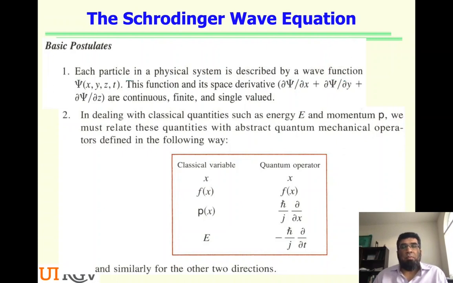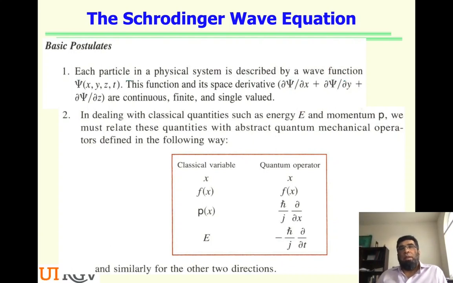and its space derivative, which means that in the 3D volume we would have a continuous, finite, and single valued derivative, which would be the partial derivative of psi with respect to x plus the partial derivative with respect to y plus the partial derivative with respect to z. So in three dimensions, how it changes would be written this way, and this function would be continuous, finite, and single valued, which means that there will not be any discontinuity and it would be defined at all the places.